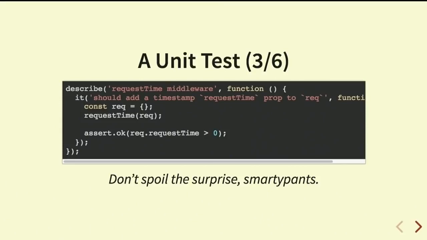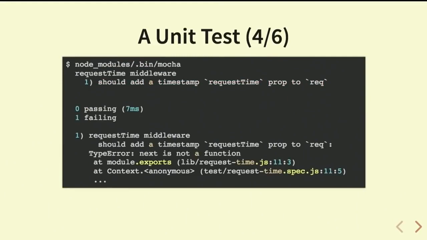Now we're going to run this. And how do we run it? It ends up in node modules, so we just call Mocha. It looks in a test folder, runs all the files in that test folder, and it fails. Because why?